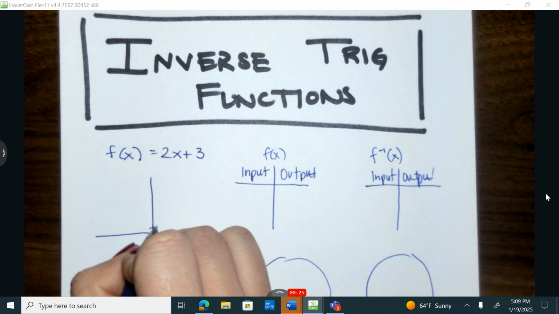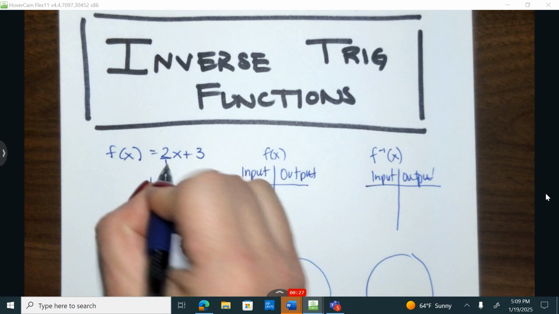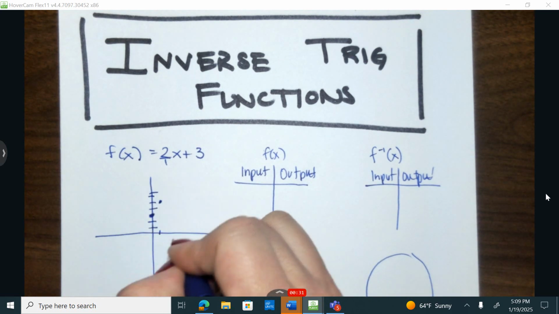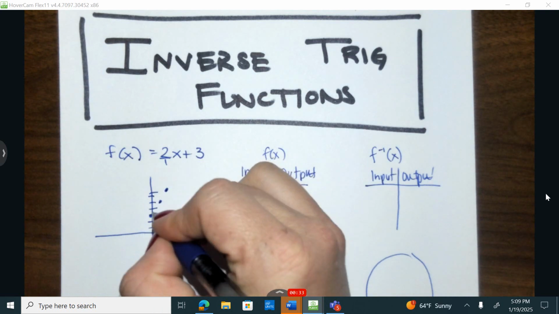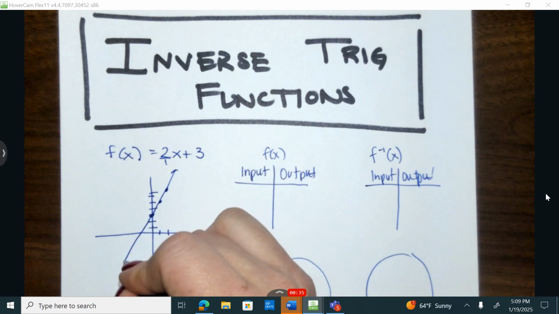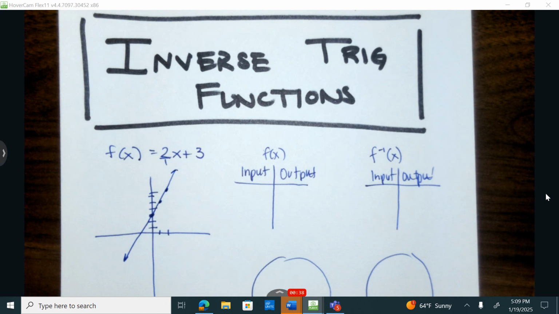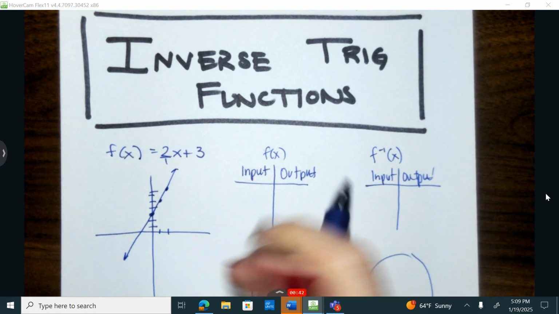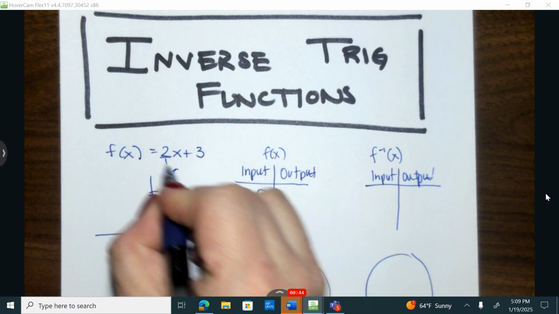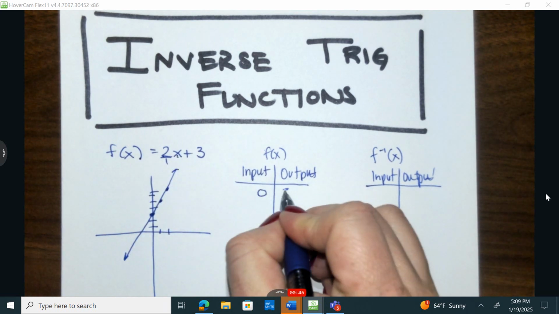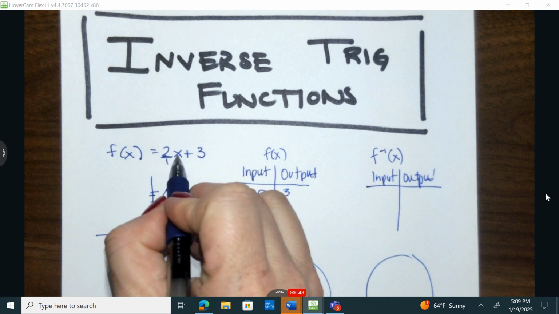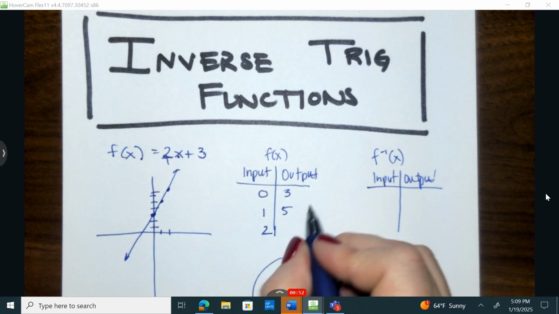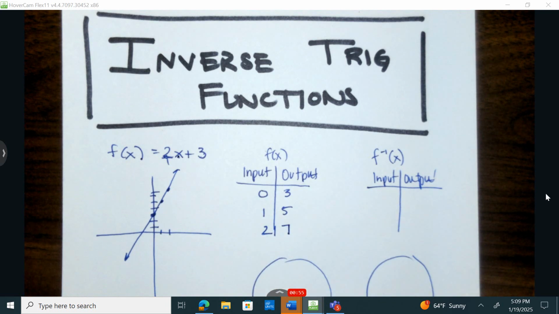So I'm going to start on the y-axis at positive 3, and I'm going to use the slope to go up 2 and over 1, up 2 and over 1. Now let's go ahead, and I think we'll have a better idea of what this looks like if we can actually provide values that match with this. So when I plug in 0, 2 times 0, 0, plus 3 is 3. When my input is 1, 2 times 1 is 2, plus 3 is 5. And let's do one more. 2 times 2 is 4, plus 3 is 7.